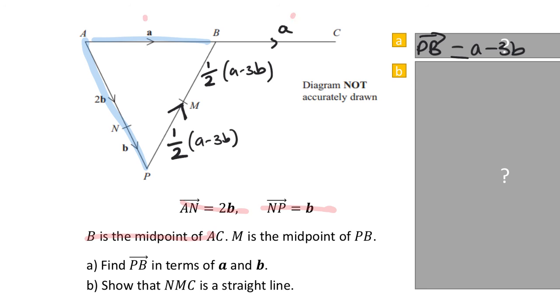Oh, okay, so that's A, check. M is the midpoint of PB, a half, check. Okay. Always make sure you've written everything down, or else we would have looked at that question and thought we've got missing information.